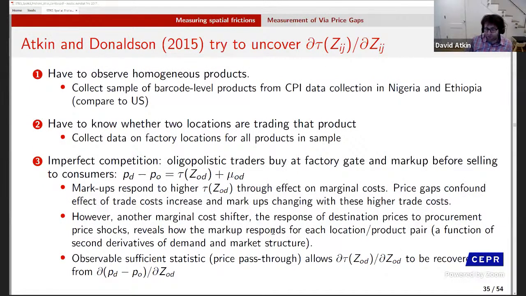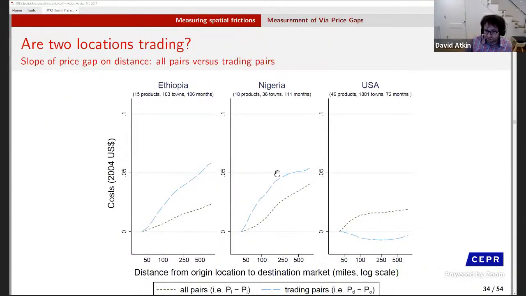The perfect competition. So that's a strong assumption, given that we hear a lot of anecdotes about oligopolistic traders or market power amongst traders. And so we try and tackle that head on by writing down a relatively simple model where there are oligopolistic traders who are buying at the factory gate and then moving the good across space and selling it to the final consumer at a markup. And so in that world, the price gap, the destination price minus the origin price, is equal to the trade costs of going between O and D, as well as the markup being charged by these traders when they sell at D. And this gives us a way to potentially correct for the bias that's caused when we, in that simple plot I showed you before in these blue curves, don't account for the fact that there may be imperfect competition in the trading sector.